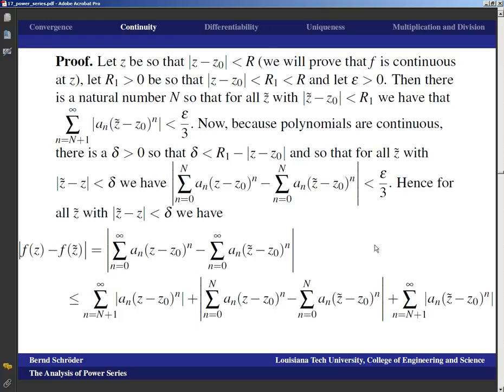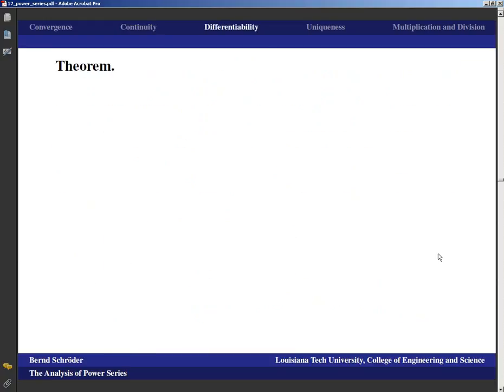And now we can use all this setting up that we've done before, because for anything that is closer to z0 than r1, and that includes z tilde as well as z, the sum over these tails is smaller than epsilon thirds, and by choice of delta the difference of the sums over these starts of the series is also smaller than epsilon thirds. So overall we get epsilon thirds plus epsilon thirds plus epsilon thirds, and that's epsilon. That means that the function is continuous, which is what we wanted to prove.